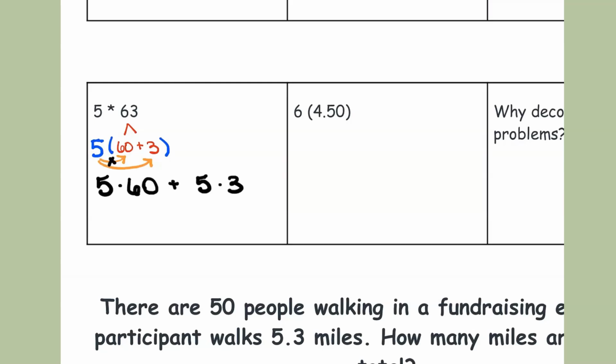Now we like to do this because it's easier to do that mental math. We know how to do this. 5 times 60 would just be 5 times 6, and we add a 0 there, which is 300. And then we have 5 times 3, which is 15, and we'll combine those two together to give us 300 plus 15 for a total of 315.